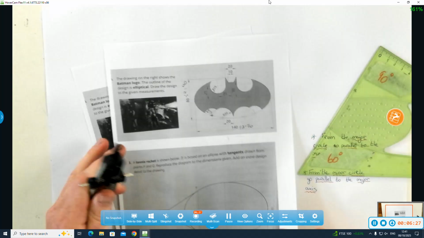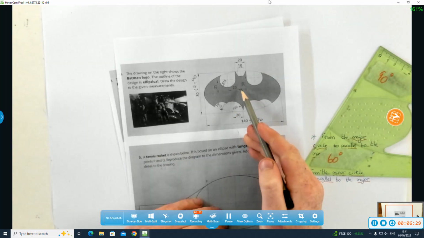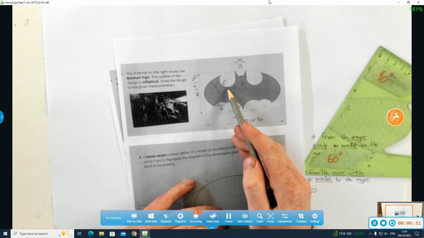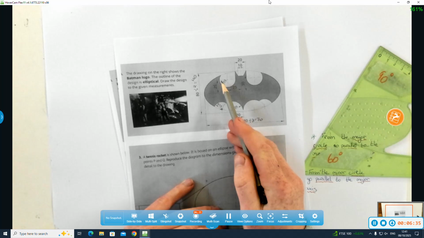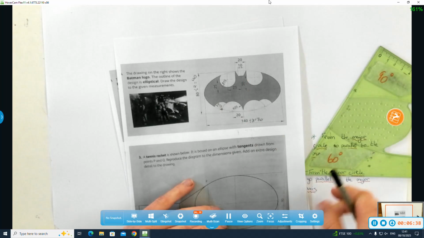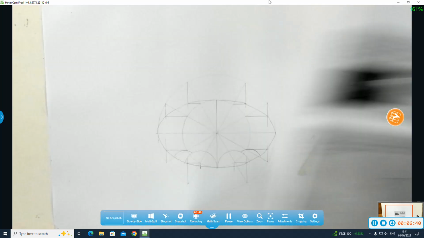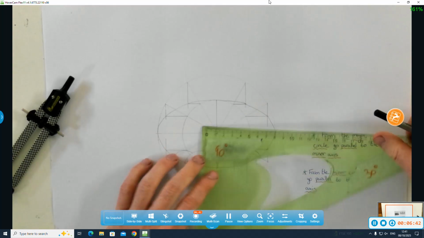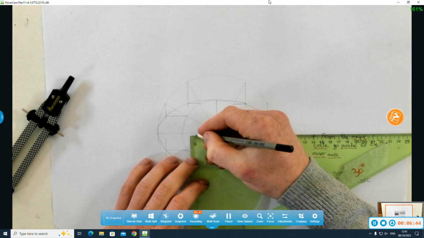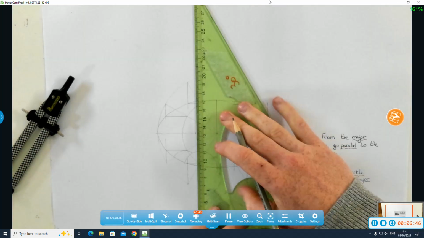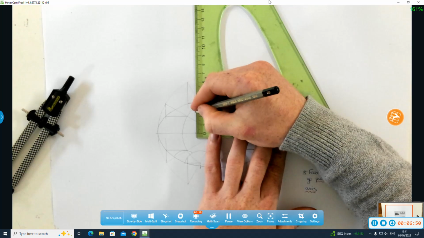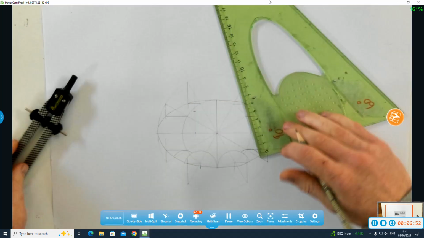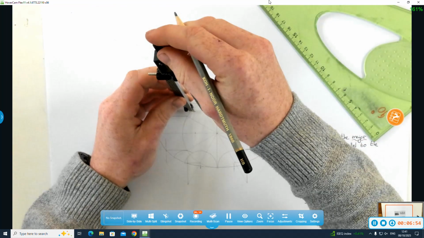Then to find the center for this circle up here, we're measuring 25 across from the minor axis, 25 up from the major axis, and then we have a radius 15. So from the minor axis we measure 25 millimeters across. Draw my light line up. Now we're measuring 25 up, and that gives me the center point there with a radius 15.